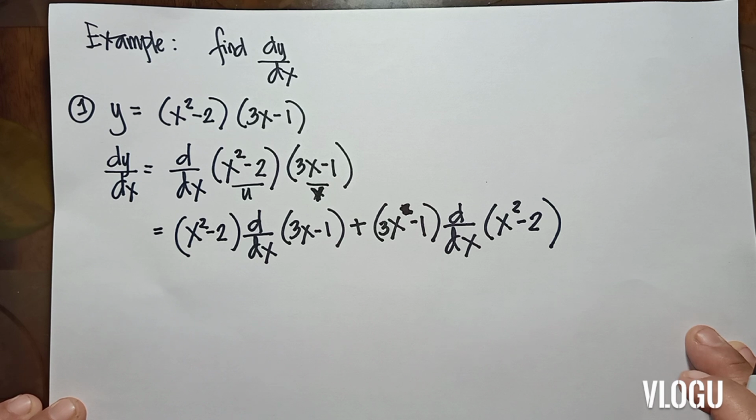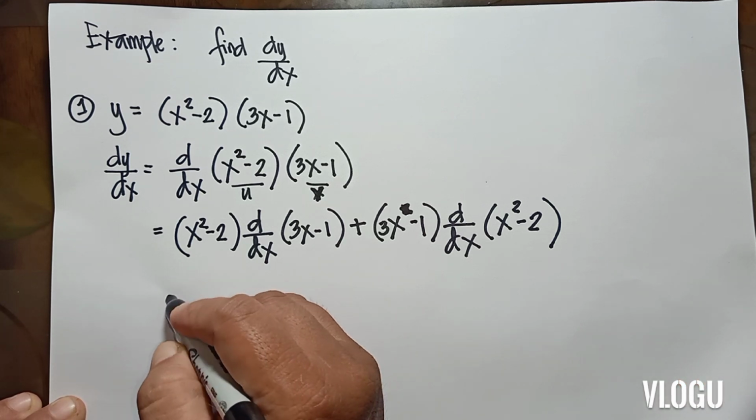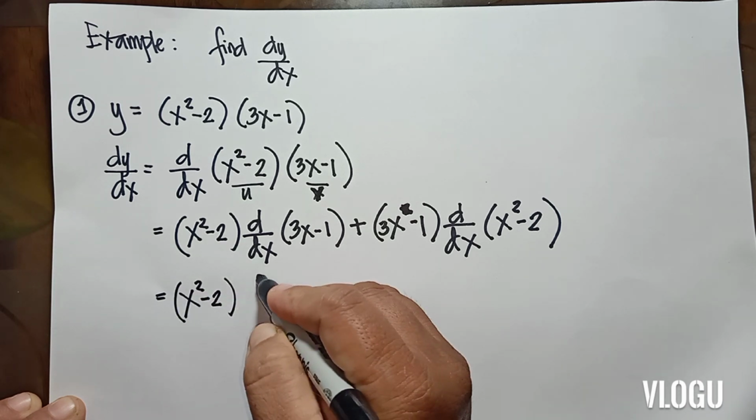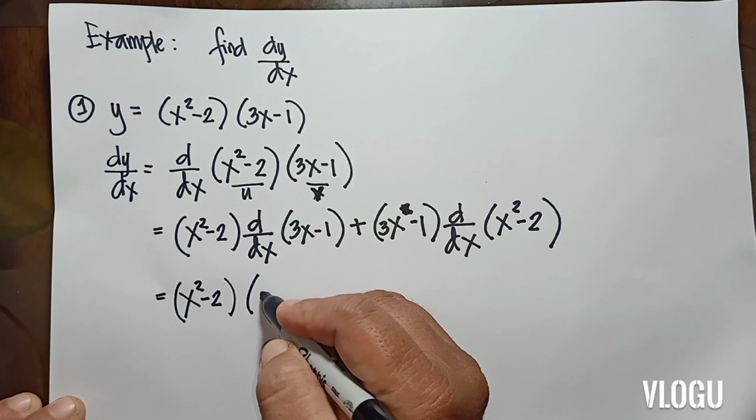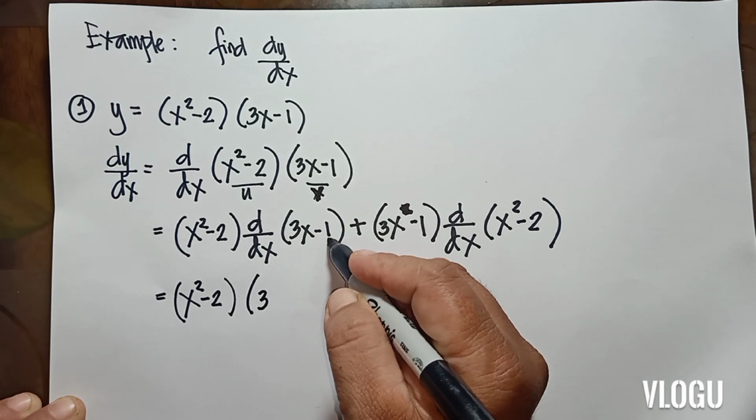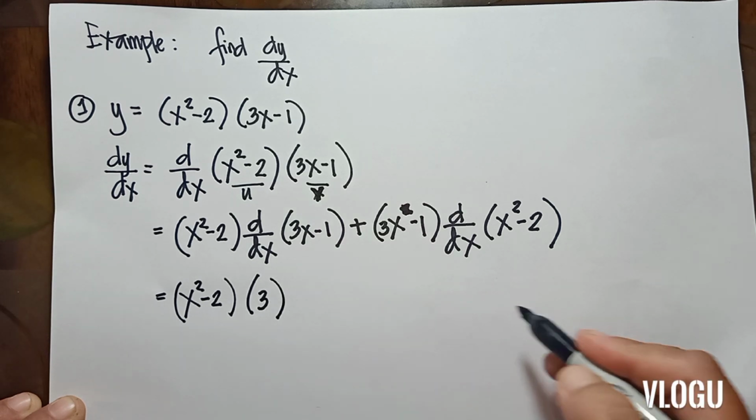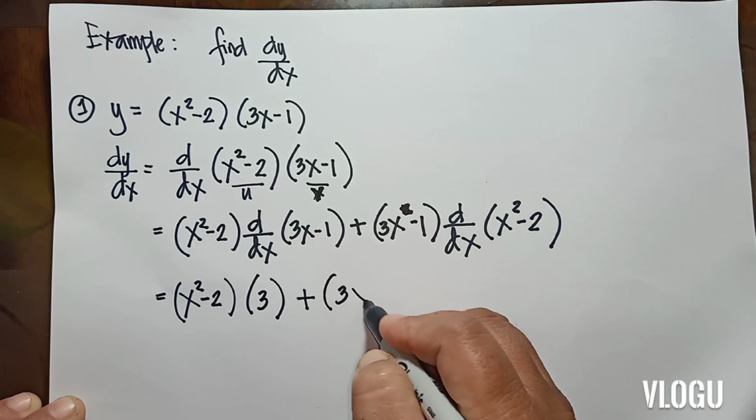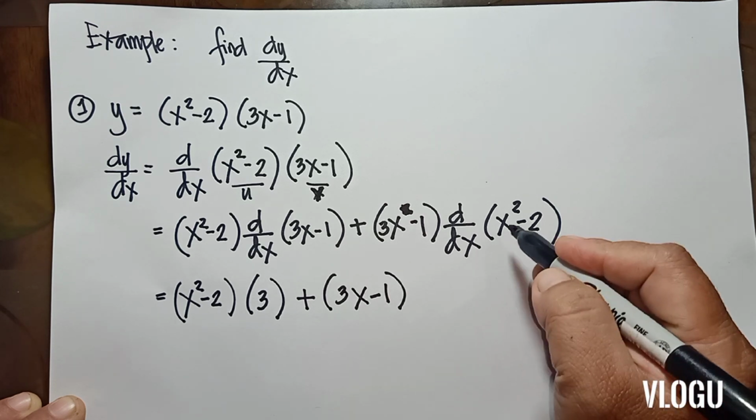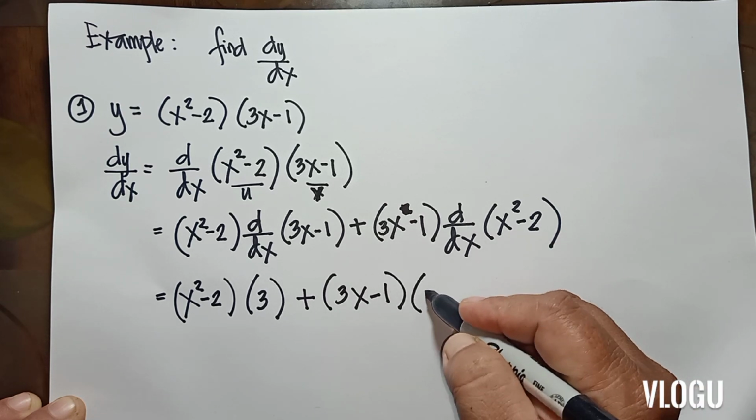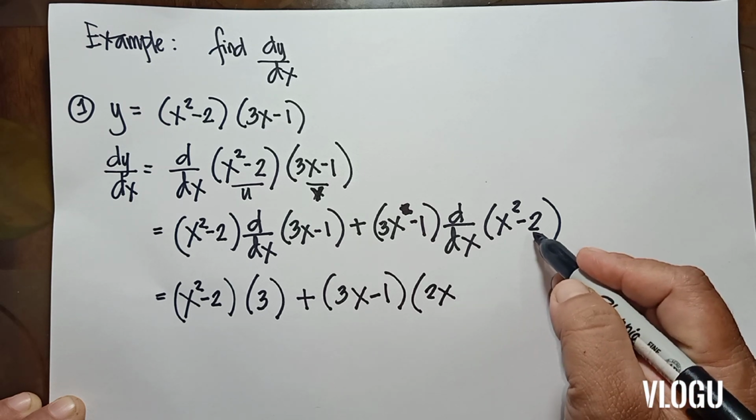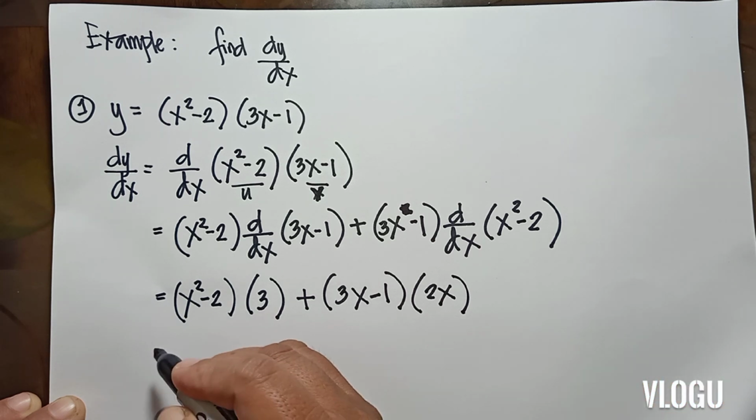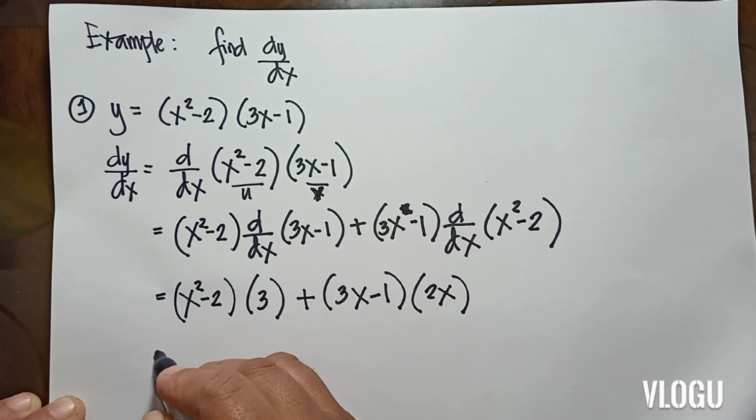So from that, we can have x squared minus 2 times the derivative of 3x, that is 3. Derivative of negative 1, that is 0. So we will have that one. Then here we have 3x minus 1 times the derivative of x squared, that is 2x. Derivative of negative 2, that is 0. So that's the reason we have that one.